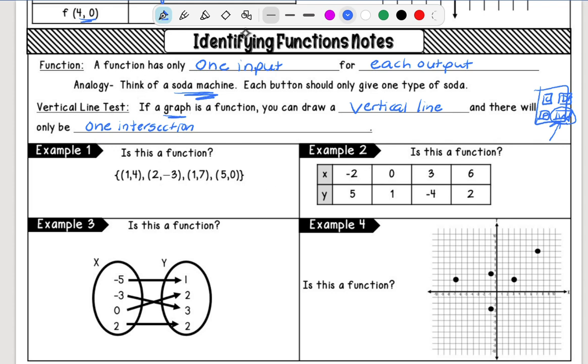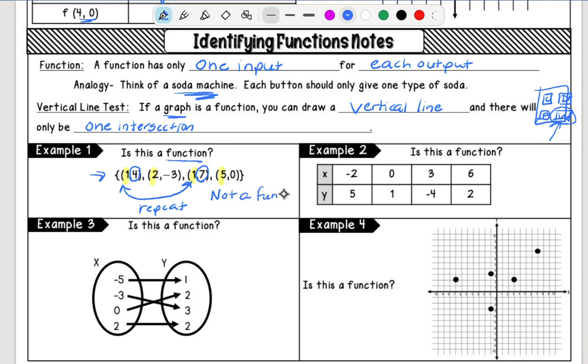Okay, so I'm going to go through here, and we've got a set of points and it's asking, is this a function? Well, I'm going to grab my highlighter here. My x values are 1, 2, 1, and 5. Notice that my ones repeat. This guy and this guy, they repeat. And this is important because if you put in that number 1, sometimes it'll tell you 4 and sometimes it'll tell you 7. That is confusing. So that means that is not a function.